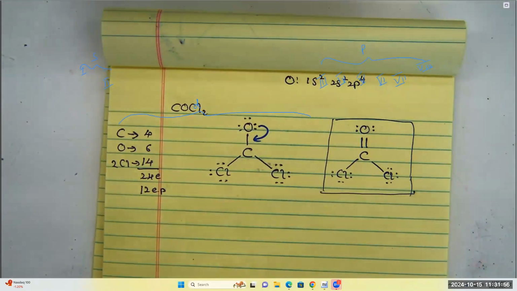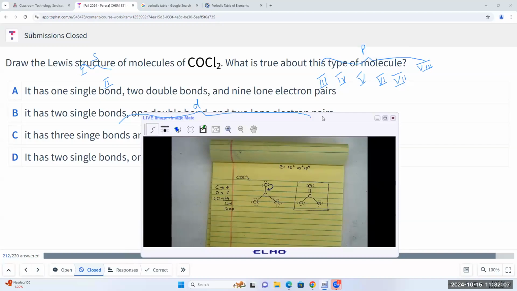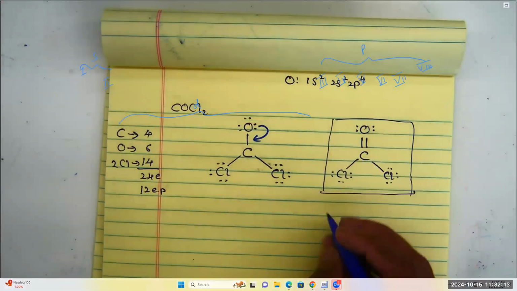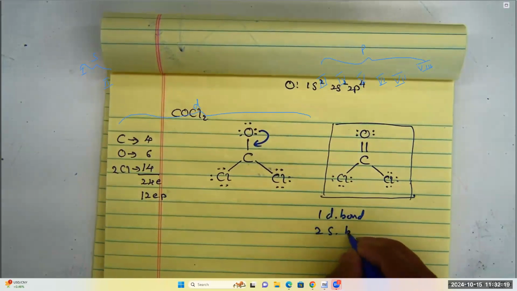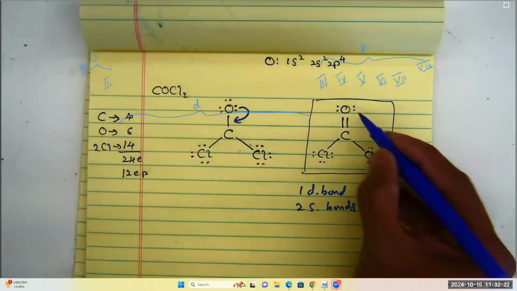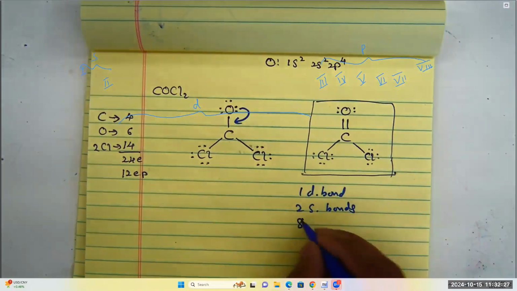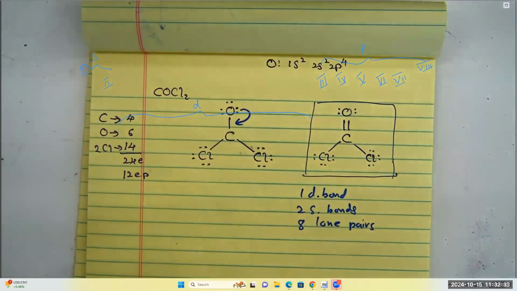Any other questions, concerns, comments? All right. So with that, the question was asking about the number of double bonds, single bonds, and then the lone electron pairs. So let's count. Okay. So this molecule has 1 double bond, 2 single bonds, and then lone pairs we have 1, 2, 3, 4, 5, 6, 7, 8. 8 lone pairs, is that right? I think it's 8 lone pairs. All right, so that should be your answer. 1 double bond, 2 single bonds, and 8 lone pairs.